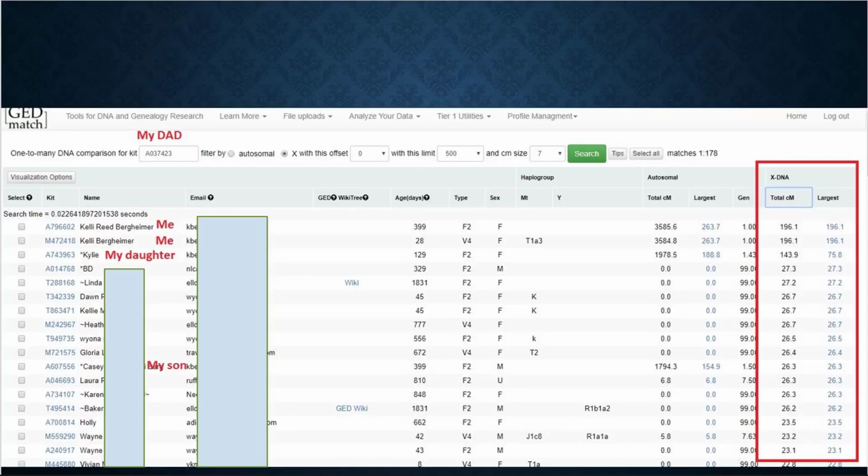If you look at my son a little bit further down the list, he has a 26 centimorgan match to my dad. So he inherited in his scramble, he didn't get an X from his dad, but from me, he got one that matches 26 centimorgans from my dad. The rest is from my mom. So he's got a much smaller piece that matches my dad.